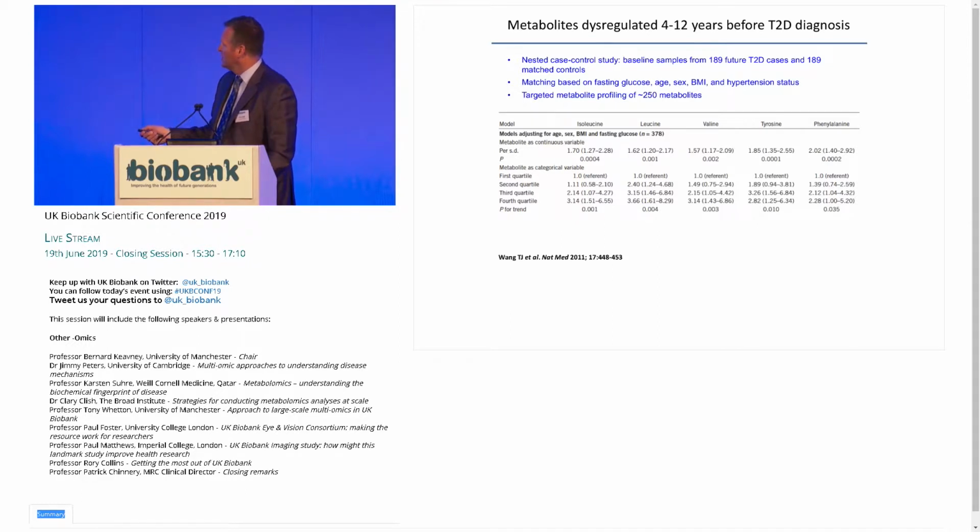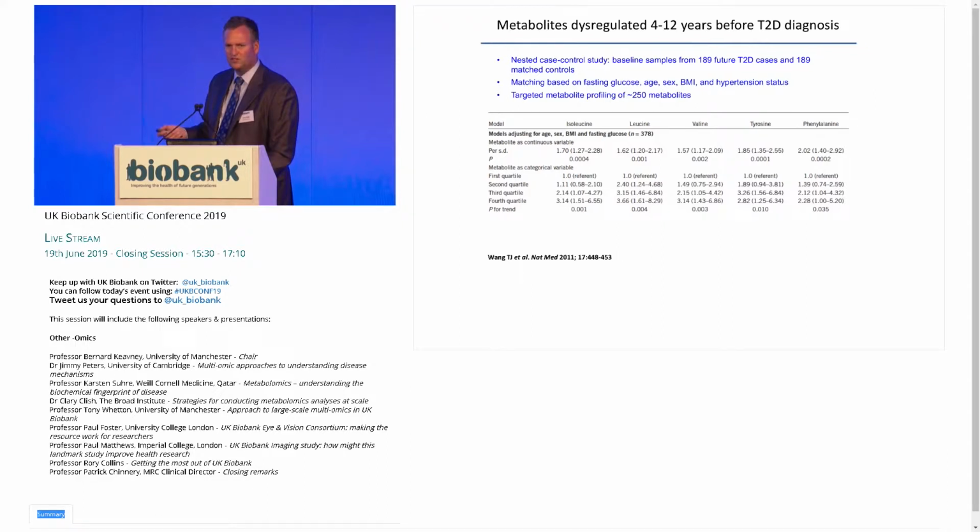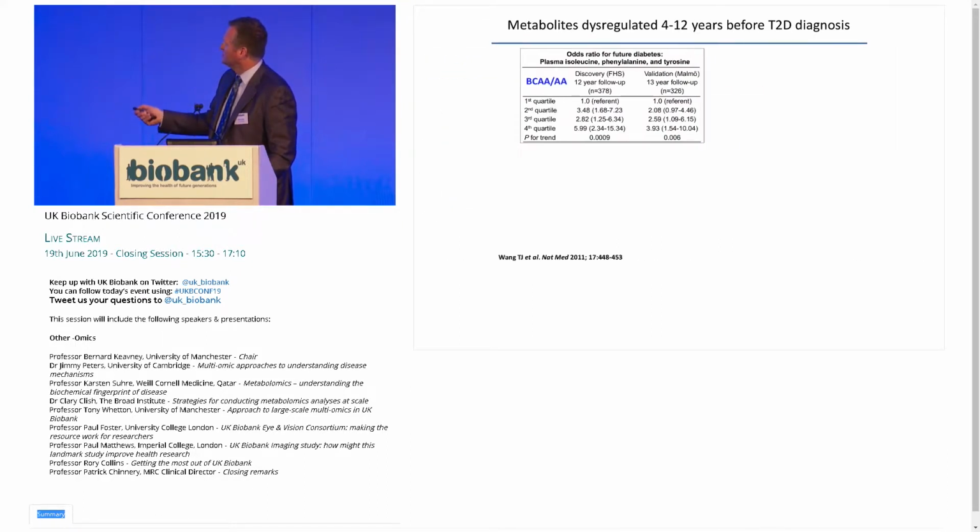And people that were in the highest quartile had anywhere from a 2 to 3.5-fold higher risk for developing type 2 diabetes. And we could take these data and combine them into a score. So in this case, isoleucine, phenylalanine, tyrosine, people in the 4th quartile for that score actually had a 6-fold higher risk for type 2 diabetes.